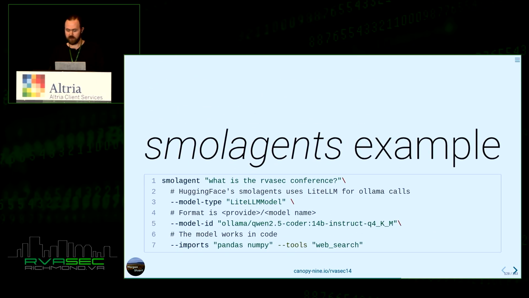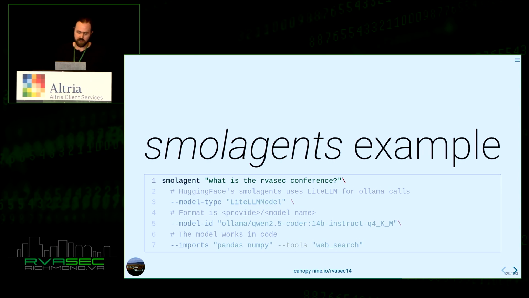Okay, so once you've installed it, you'll have access to this command line interface, smolagent, and we're going to ask it, what is the RVAsec conference? And here's the LiteLLM interface. Essentially, Hugging Face doesn't want to reinvent the wheel, so they're just going to use LiteLLM to interface with an OpenAI-compatible endpoint. Then we specify my Ollama model here. We're going to allow it to import pandas and NumPy libraries, because, why not? And we're going to give it access to a web search tool.